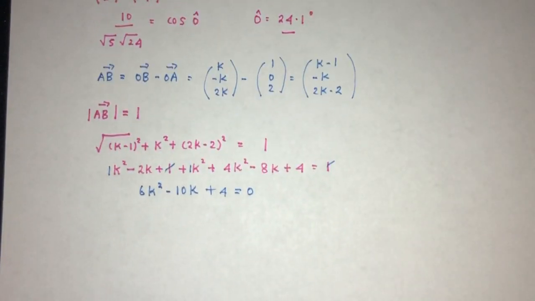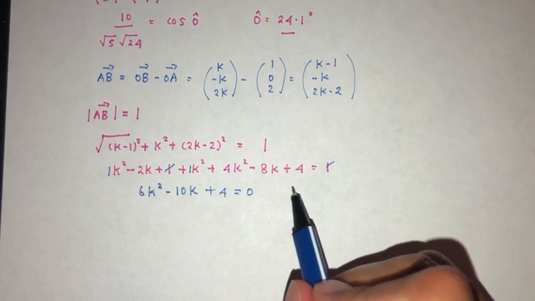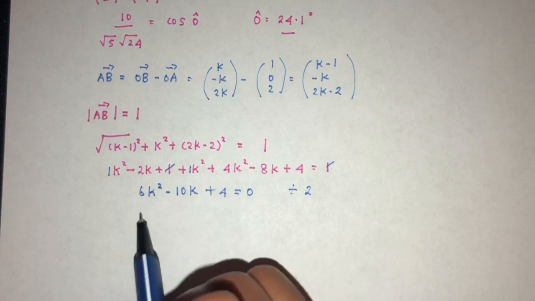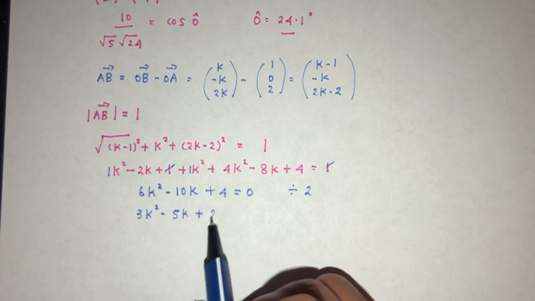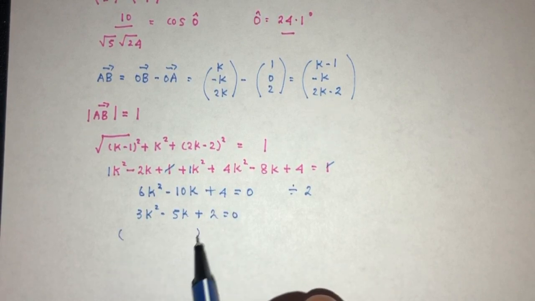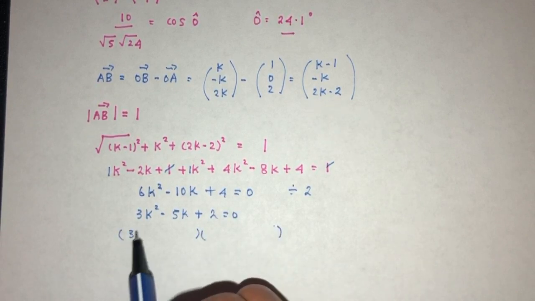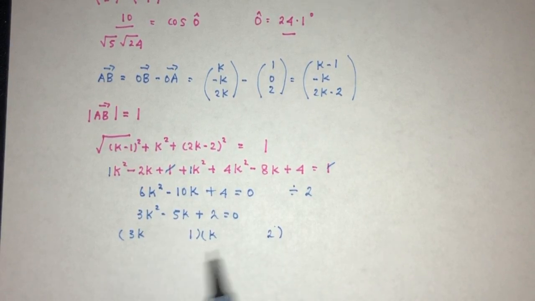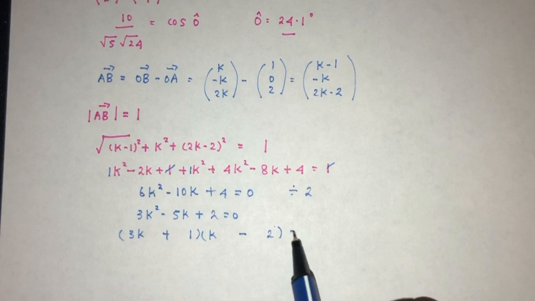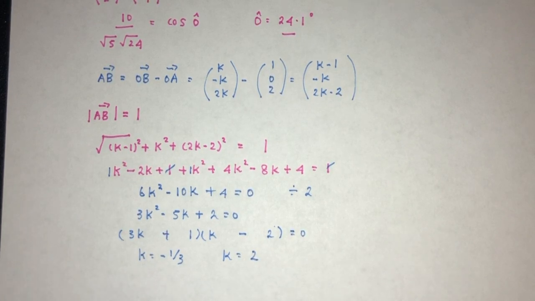Now we can factorize, or we can first simplify. Divide by 2 everywhere because everything is even. That should be 3k squared minus 5k plus 2 has to be 0. Now we can factorize. That should be 3k times k, 2 times 1. To get minus 5, we have to have minus 6 plus 1. So k has to be minus 1 over 3 and k has to be 2. So these are the two values of k for which that is possible. Okay, that is part 2 of your question.